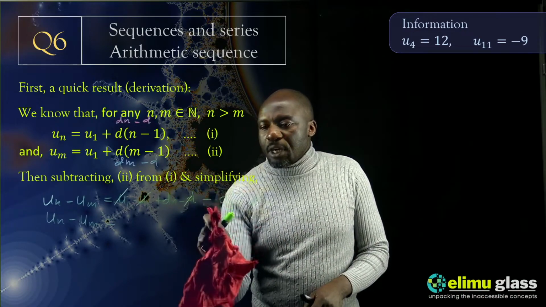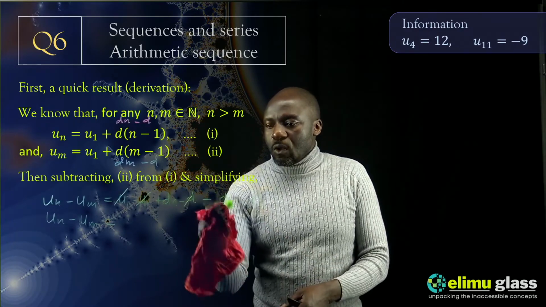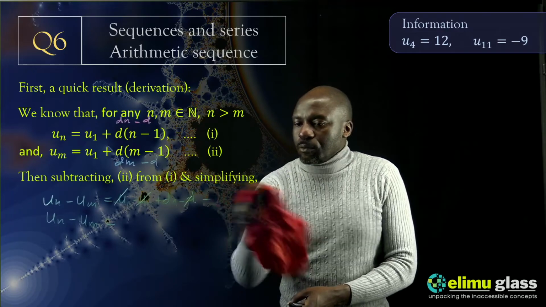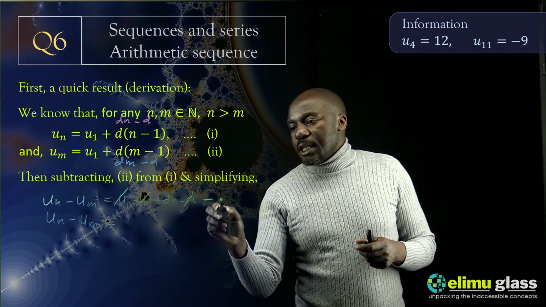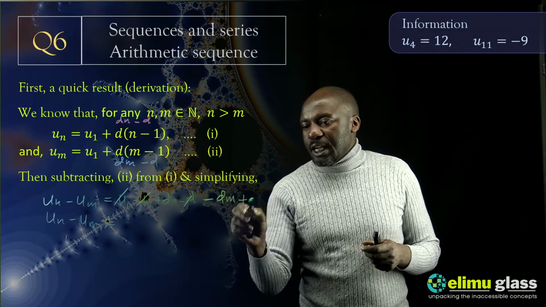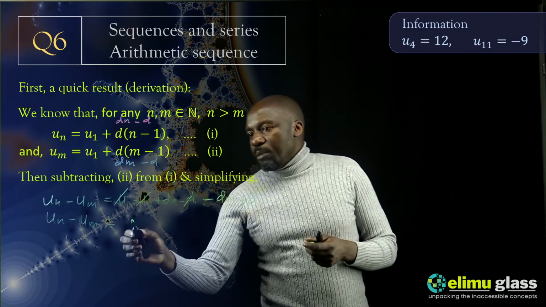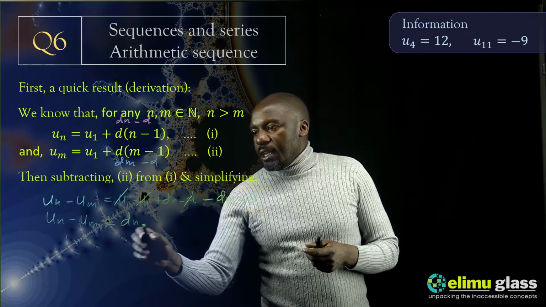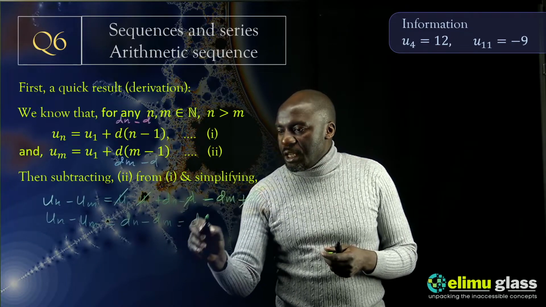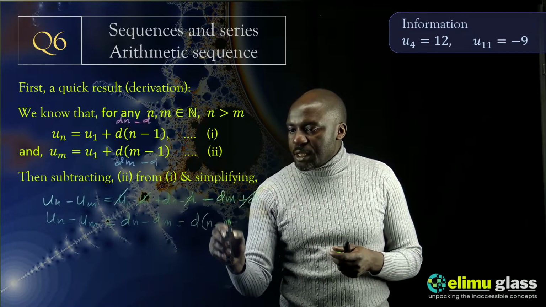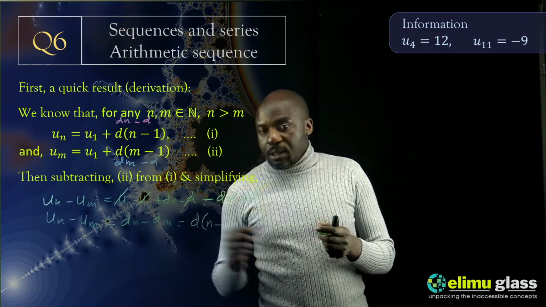If I open the bracket, this becomes minus dm but plus dn. So dn minus dm, which I can write as d into n minus m, right? And so the rest is there.